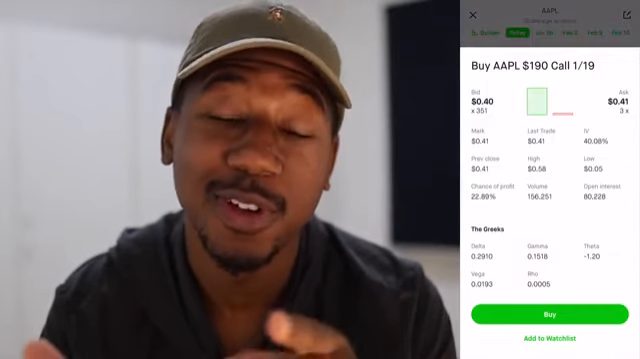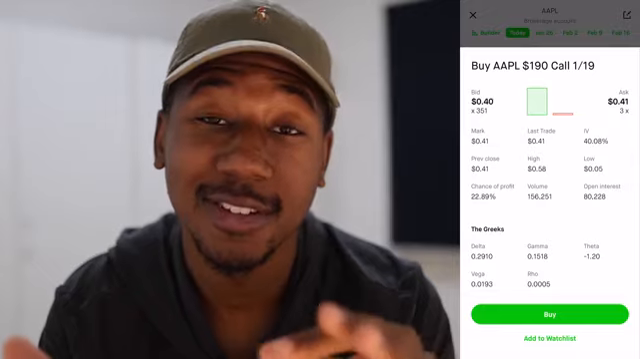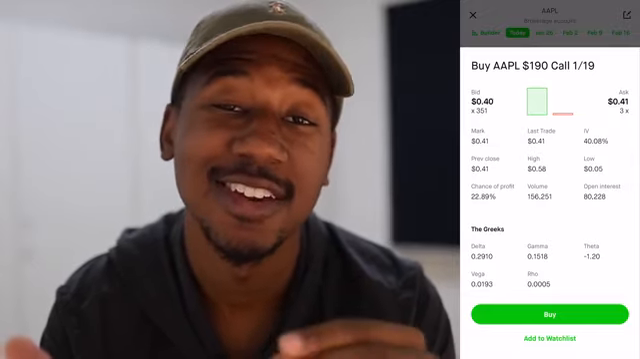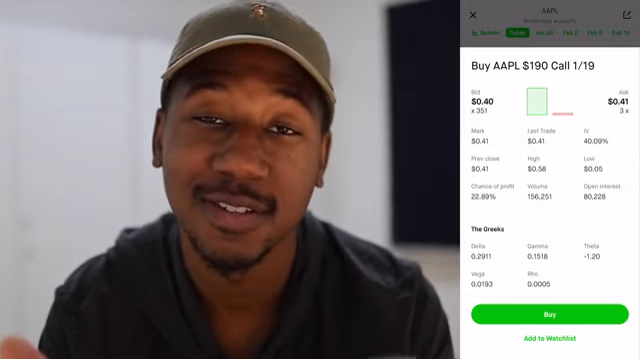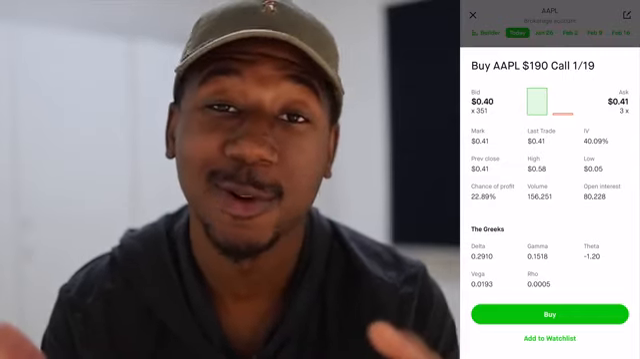Also, another quick fun fact, you don't have to hold it till expiration. It's actually best if you don't. Get in and get out with these contracts. But I am not a financial advisor, and this is not financial advice. I'm just sharing what I know with you.